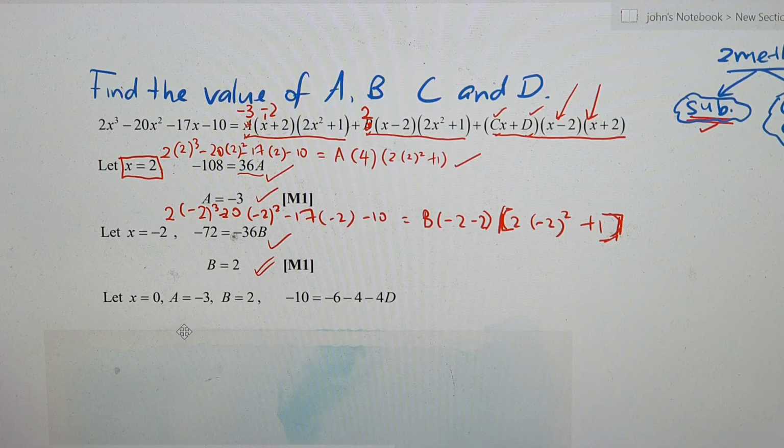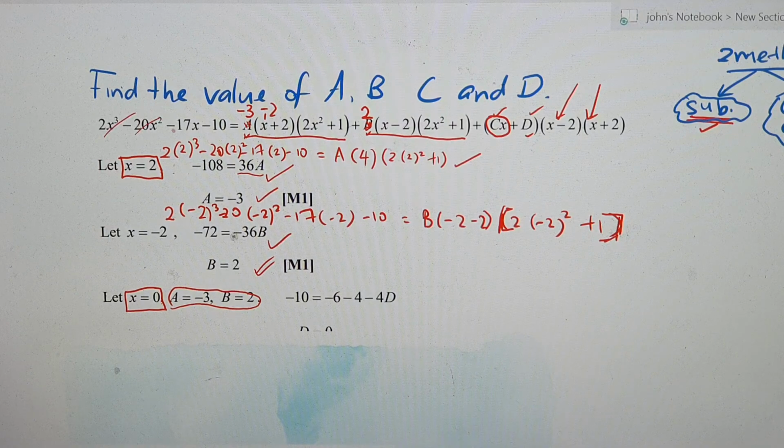substitute, wait, x equals 0 here. Why 0? Because you can see that the C is multiplied by x here. So if I let x be 0, this C will disappear, leaving only D. And because I know all the rest, so you see what I do, right, is I know all this. I know all this already. So I can just sub in. Okay, so on the left hand side, all this will be gone, leaving only minus 10. Okay, and when I sub in, this is minus 3.